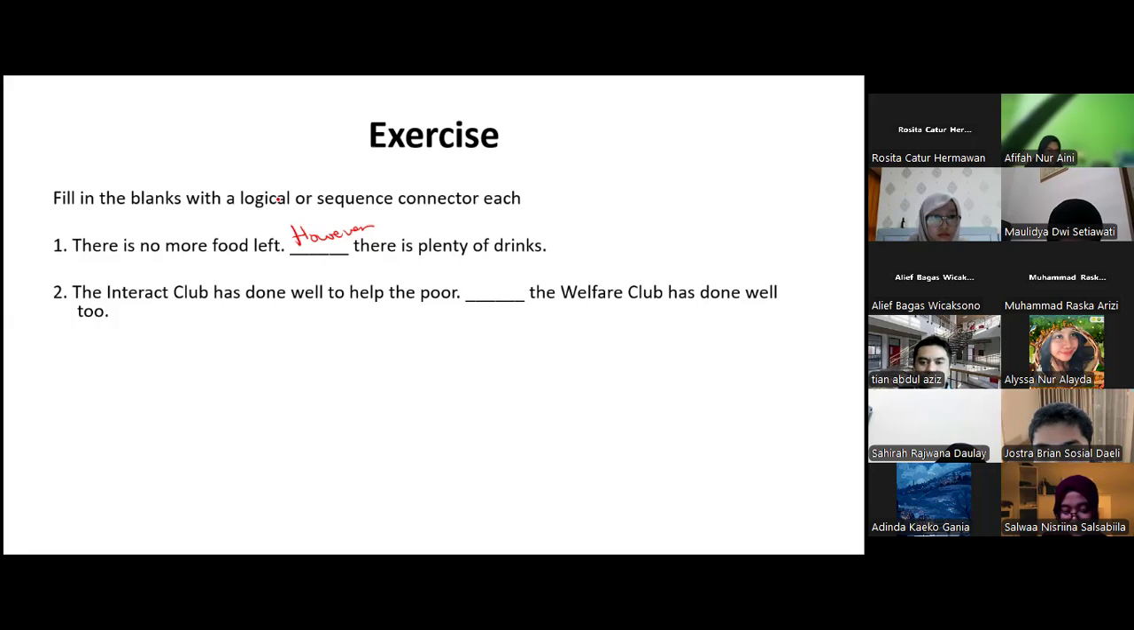So, can you guess which connector can be put here to show similarity? Similarly, because there are two similar situations. Similarly. Okay, thank you.